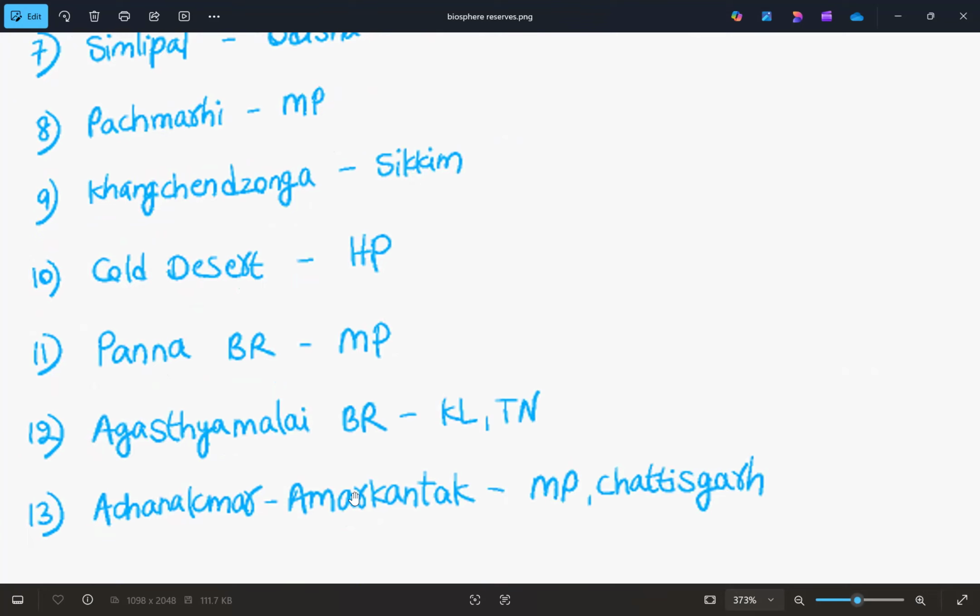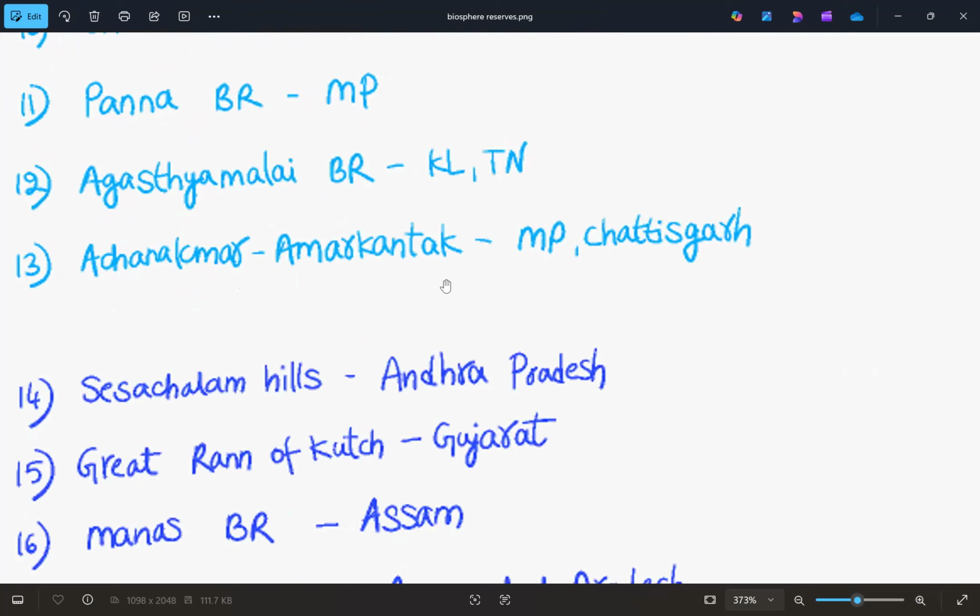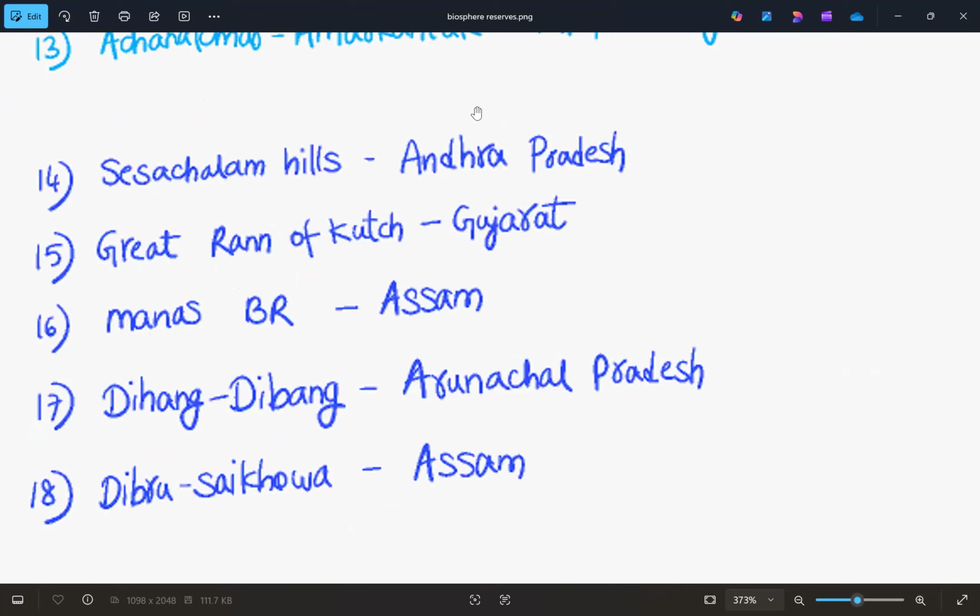Now we'll cover those that are not in the list of the global network. Out of 18, we have covered 13. So the remaining, there are 5. The first one is Seshachalam Hills. Seshachalam Hills, which is in Andhra Pradesh, is a biosphere reserve in India, but not part of the global list. We also know that Tirupati temple, Tirupati and Tirumala, are located in this. Tirumala is located in the Seshachalam Hills.